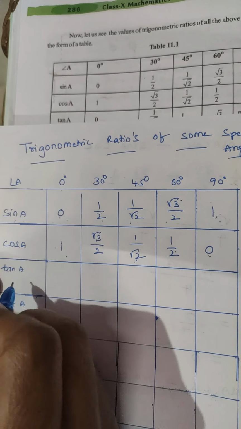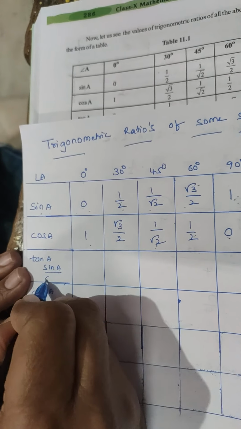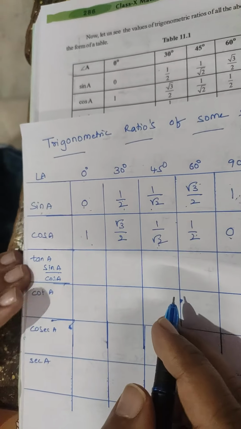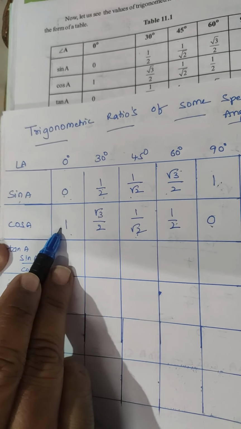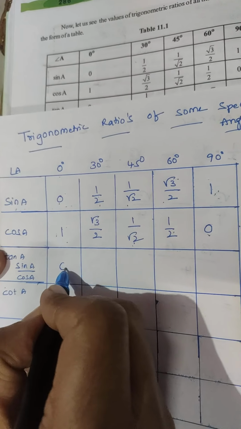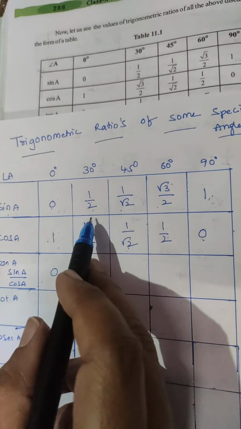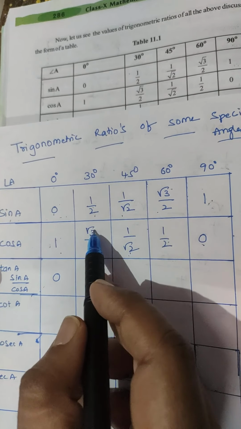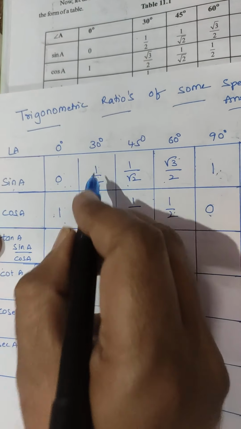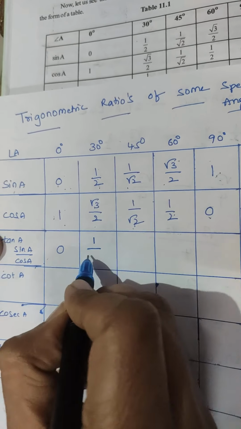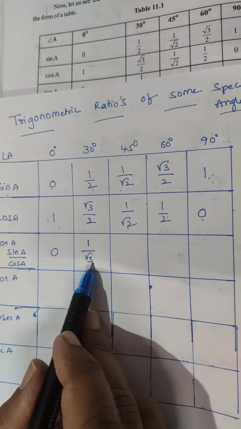Now tan. As we know, tan A is sine A by cos A, the ratio of sine and cos. So 0 divided by 1 is 0, so tan 0 is 0. And here 1 by 2 divided by root 3 by 2. The denominators are the same, 2 and 2, so they get cancelled. It is 1 in the numerator, root 3 in the denominator. So tan 30 is 1 by root 3.